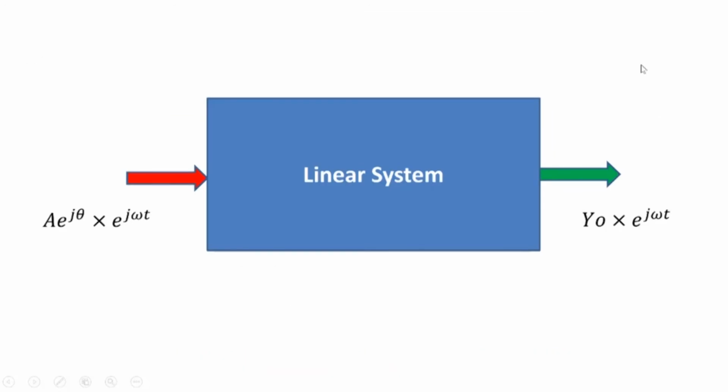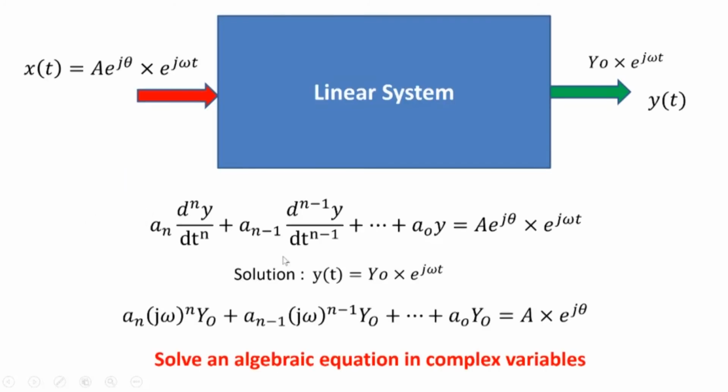So the idea is that we take a linear system, we excite it with A e^(jθ) into e^(jωt), that's our input. Our output is also going to be y0 into e^(jωt). So because e^(jωt) is there everywhere, you can actually forget about it. Note that in this equation, e^(jωt) will be there in every term, and it just cancels out.